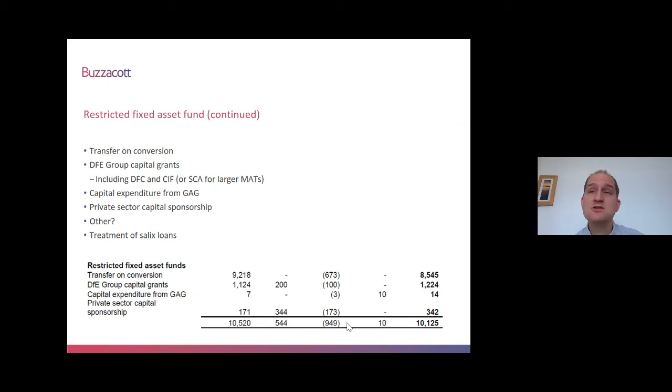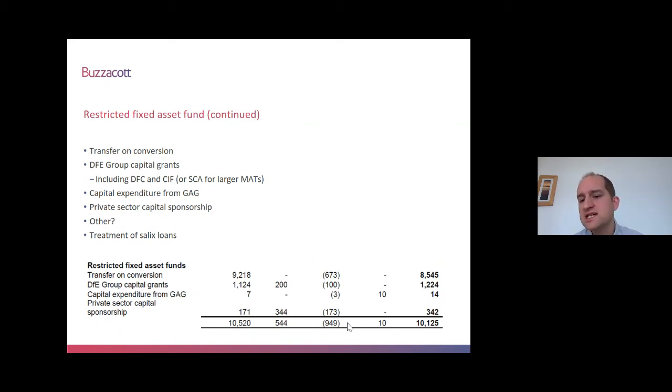So we've talked about the Salix loan just there. If you did have a Salix loan in here, that would be a reason for a difference. You might also have some money that's not been spent yet on the fixed assets. A lot of Academy capital work goes on over the summer, and so we often see a part finished capital project over the summer, so not all of the capital funds have been spent. So there's some cash sitting here in the fixed asset fund. If you took an example, we just make up an example: we've got those DFE capital grants of 200,000 coming in the year. Supposing we'd only spent 100,000 of that by the year end, we'd still have 100,000 of cash sitting in the fixed asset fund.